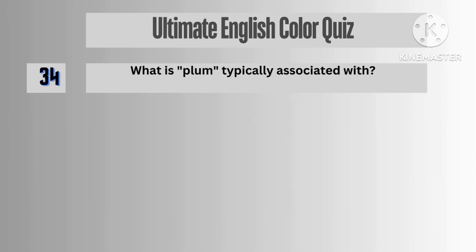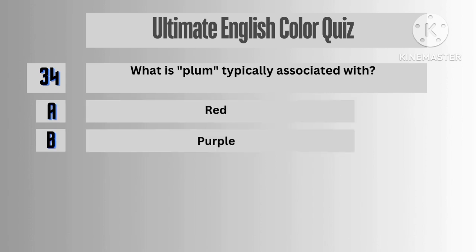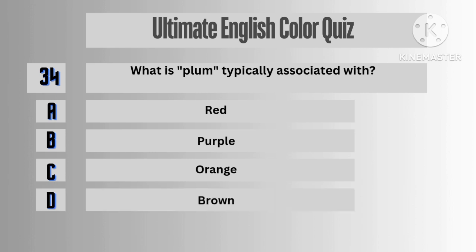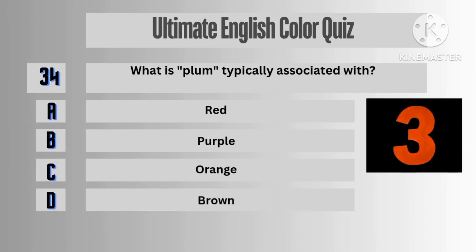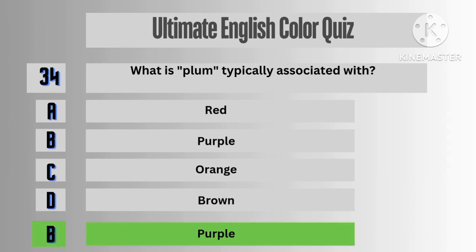Question number 34. What is plum typically associated with? Option A, red. Option B, purple. Option C, orange. Option D, brown. 5, 4, 3, 2, 1. Correct answer is B, purple.